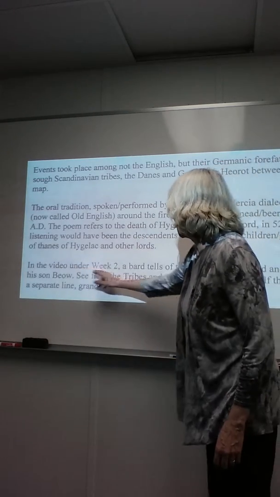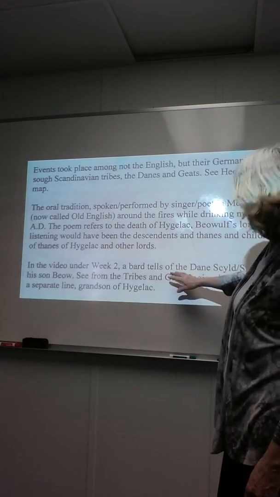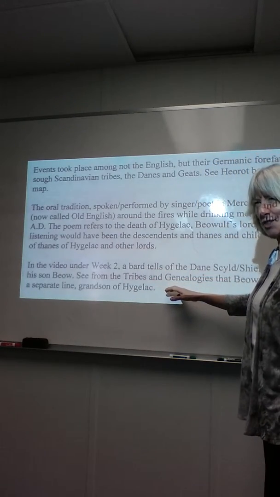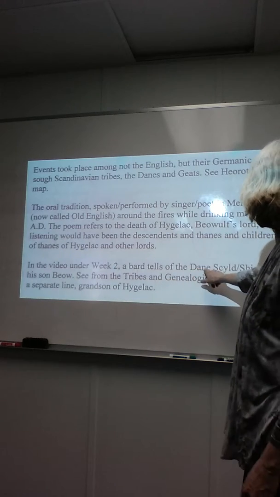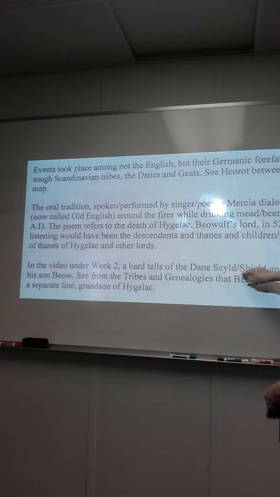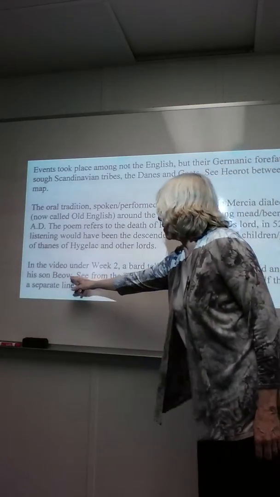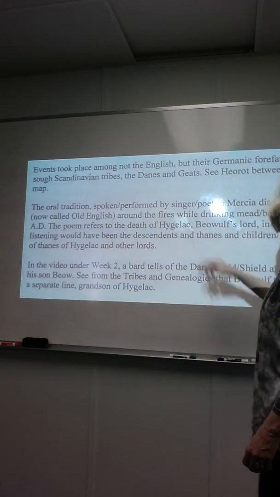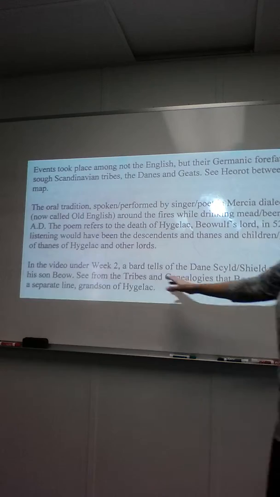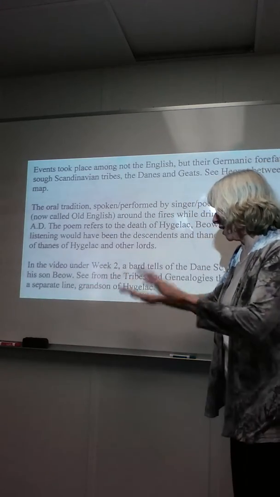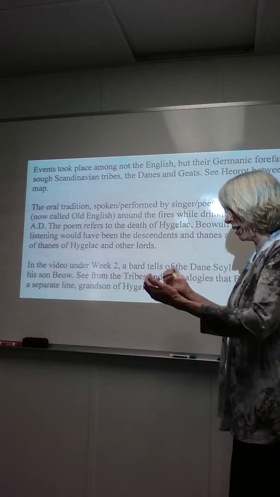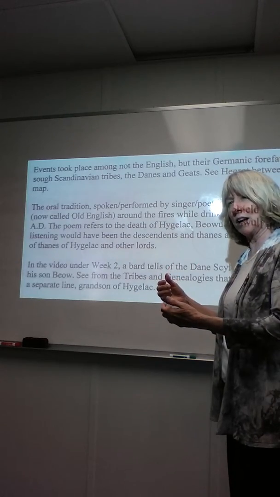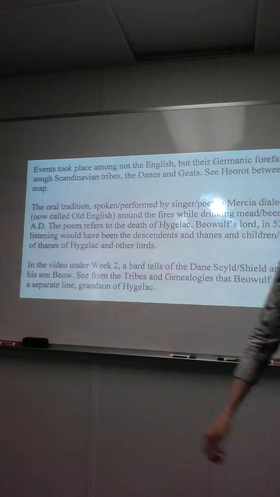One of the questions talks about the video under week 2, and do see this if you can, because it's just really neat to hear it and see it being performed. But he mentions a Dane called Scyld or Shield. It looks like Scyld, but it's translated as Shield, and the birth of his son Beowulf. And these were Danes. The actual Beowulf is a Geat. And as I said before, he's under a separate line, but they're related. They have a kin relationship. Grandson of Hygelac.